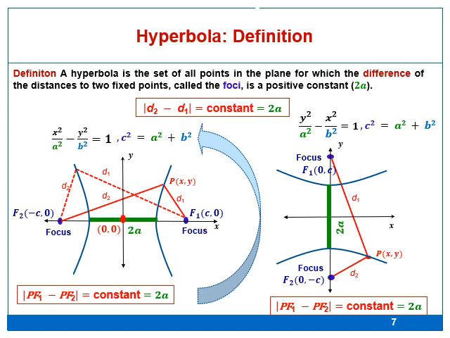Similarly, for a hyperbola with a vertical transverse axis, the two foci, the two vertices, and the center lie on this vertical line, and c squared is equal to a squared plus b squared, and the y squared is the positive term in this equation.